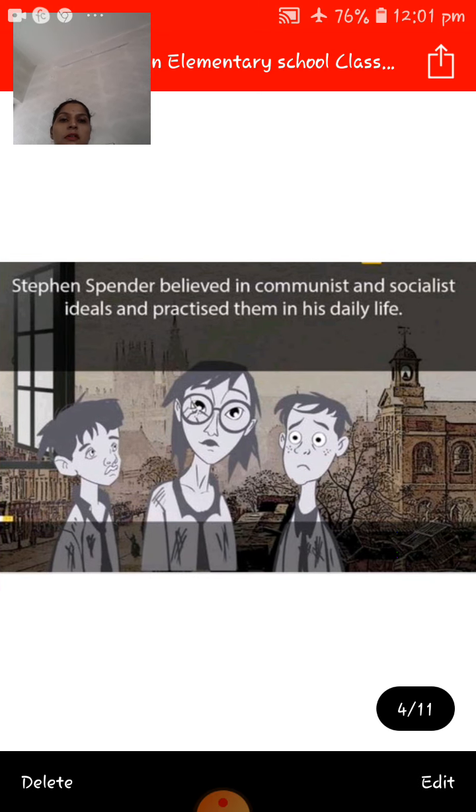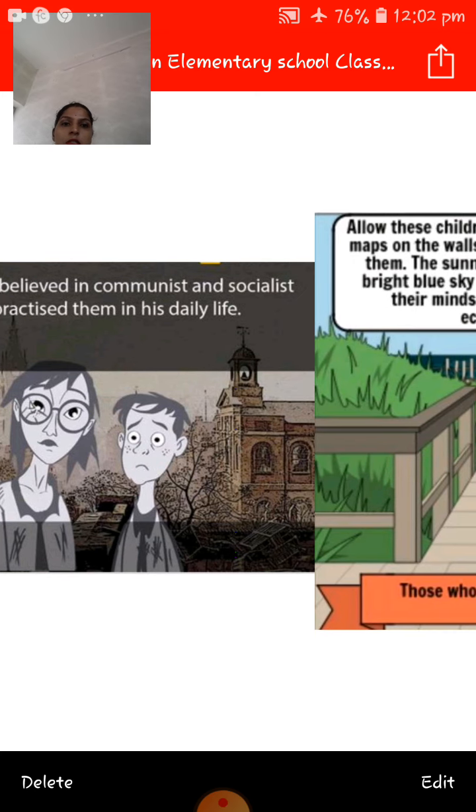So Stephen Spender believed in communist and socialist ideals and practiced them in his daily life. So he was a communist or socialist person. So, have you ever got any chance to visit or see an elementary school in Assam, and what type of school is it, if there is a school?